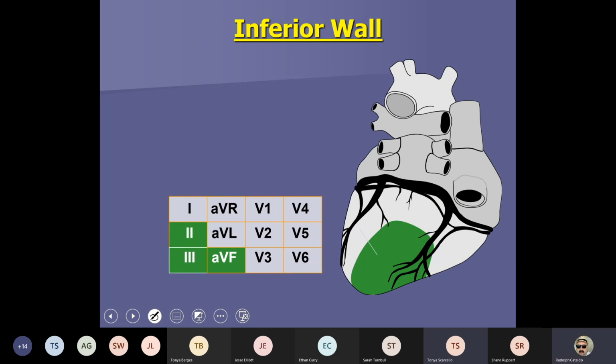When we talk about inferior wall MIs, it's very important that we consider those right-sided MIs. Now, have you guys ever heard or seen in your protocols that we have to be careful giving nitro to a patient having a right-sided MI? Has anybody ever heard that before? Yes. And maybe I've said it. Why do we have to be careful of giving nitro to a right-sided MI?